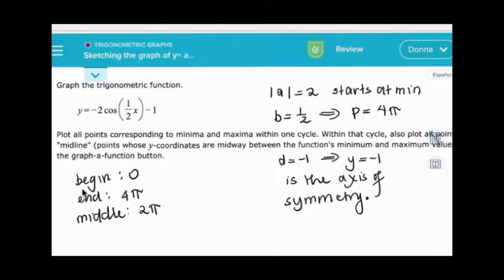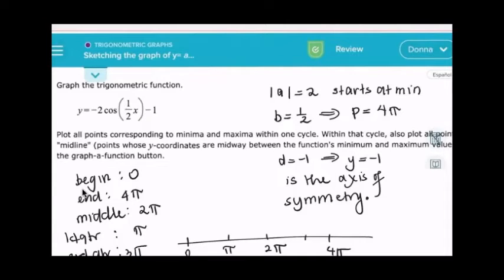And then if you want to find those quarter points, you take half of 2 pi, and half of 2 pi is pi, and 3 times that for the third quarter point will be 3 pi. So our interval is going to go from 0 to 4 pi, 2 pi in the middle, and then pi the first quarter point, and 3 pi the third quarter point. We know instead of this now being the x-axis, this is going to be the line y equal to -1.